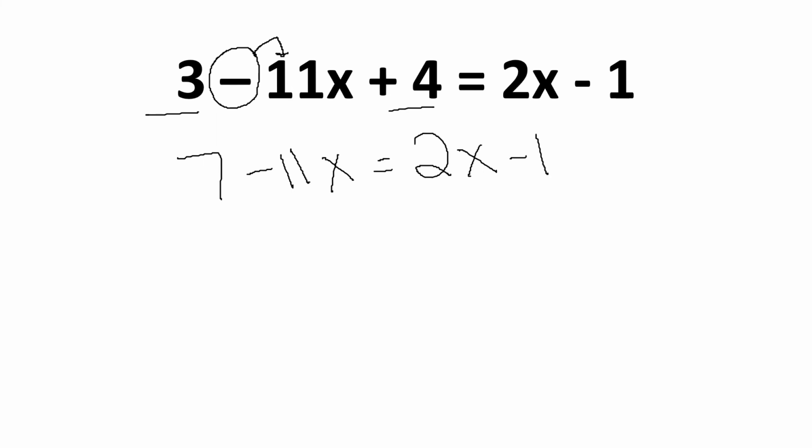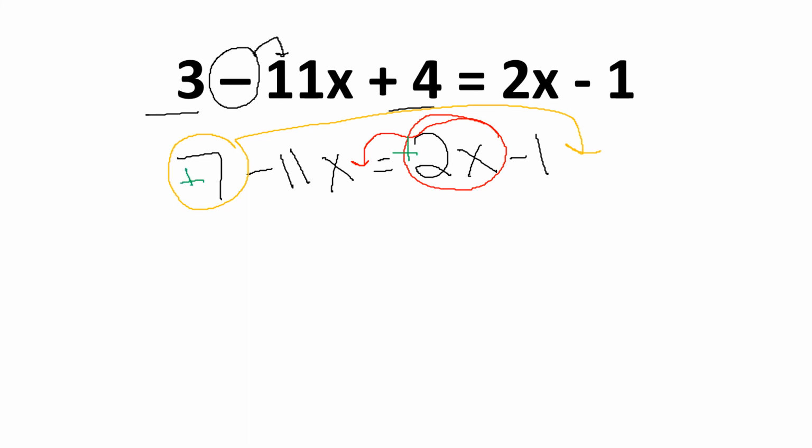Now I'm going to get all of my x's on the left side, and I'm going to get all my whole numbers on the right side. I'm going to do this in one step. I'm going to move this 2x here. If there's no sign in front of it, it is understood to be plus. So I'm going to move my plus 2x over that direction. I'm also going to move my 7 over, and remember, understood plus.